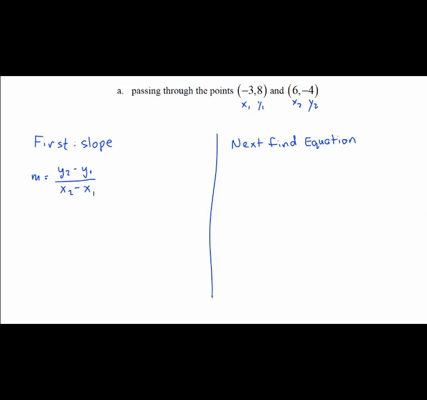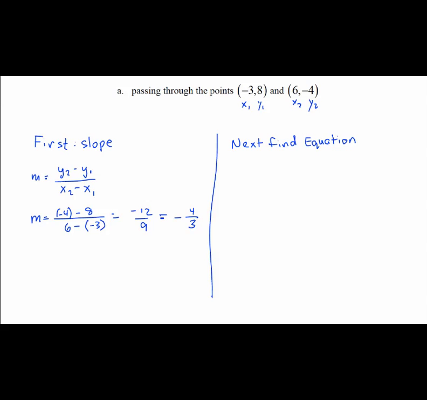So first, let's go ahead and plug in for our values in the slope formula. I get m equals -4 minus 8 over 6 minus -3, which becomes -12 divided by +9, which is an overall negative value. Canceling out the common factor of 3, I get -4/3. To find the equation of the line, I need to figure out which is the more appropriate formula to use.